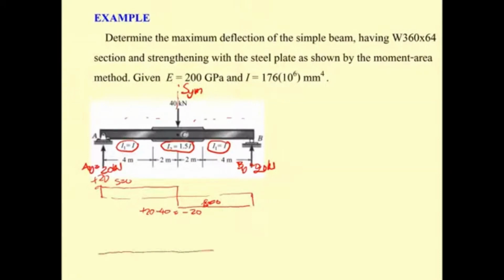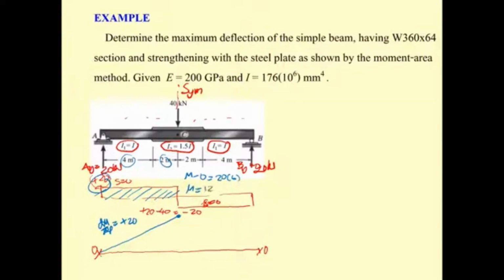For the moment diagram, we start with 0 here. Since the shear is plus 20, we have dM/dx equal to plus 20, so it's going to be plus 20 like this. How much is the moment here? Moment here is 0 plus the area, which is 20 times 6, so M equals 120 kilonewton meter. Okay, that's simple. Then since this one is 0 and the shear is minus 20, you get this as your moment diagram.